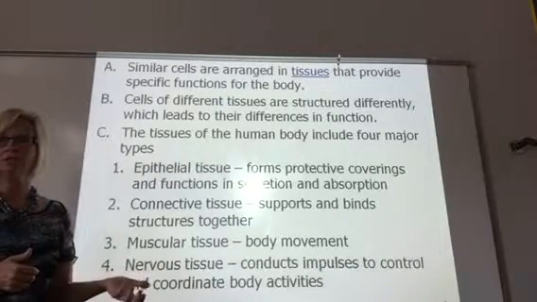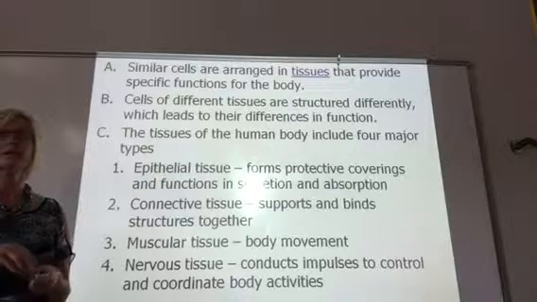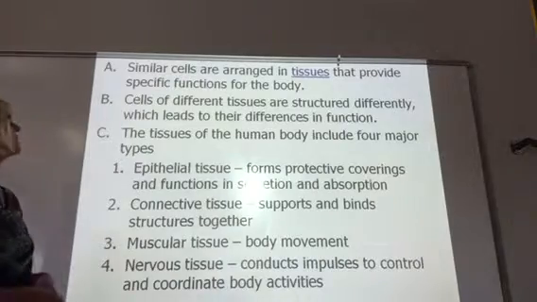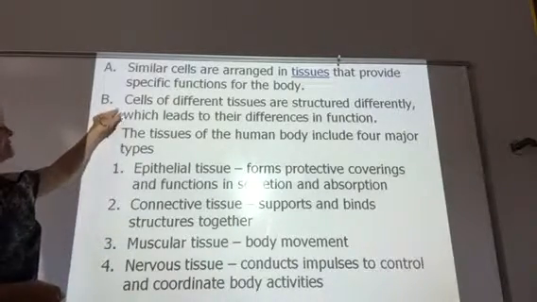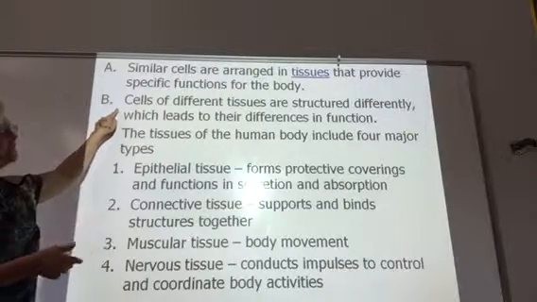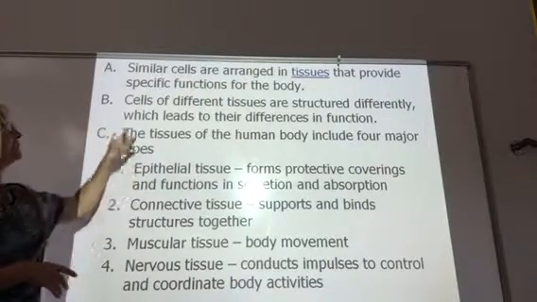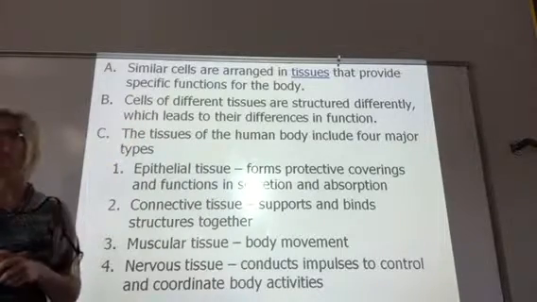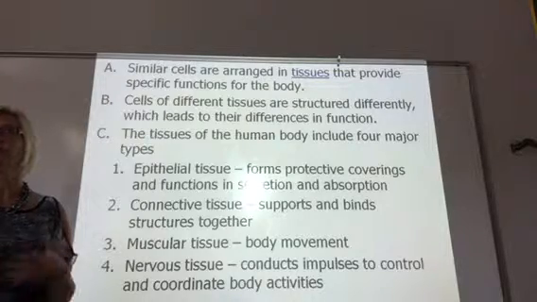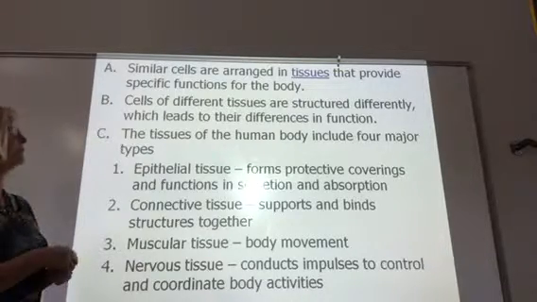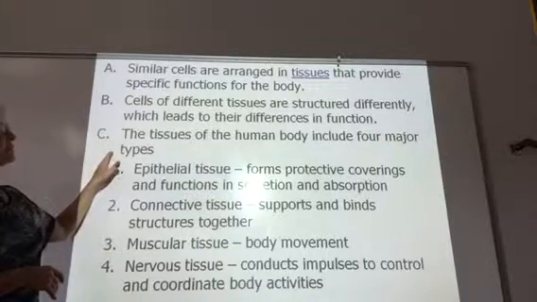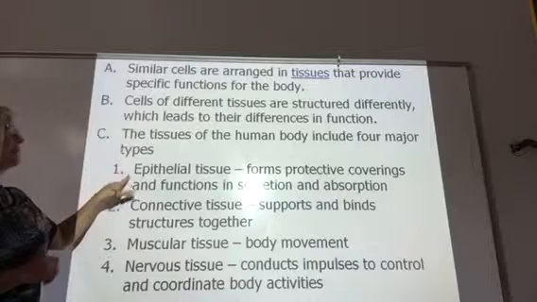So heart tissue has a specific function. Skeletal tissue has a specific function. Cells of different tissues, so your heart cells and skeletal cells, are structured differently because they have different functions. Obviously, the function of your skeleton, your bone, is a lot different than the function of your heart. Therefore, they're built differently. The tissues of the human body, there's 4 main types.